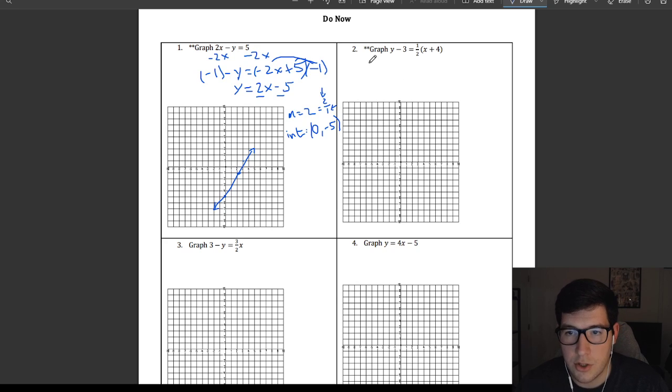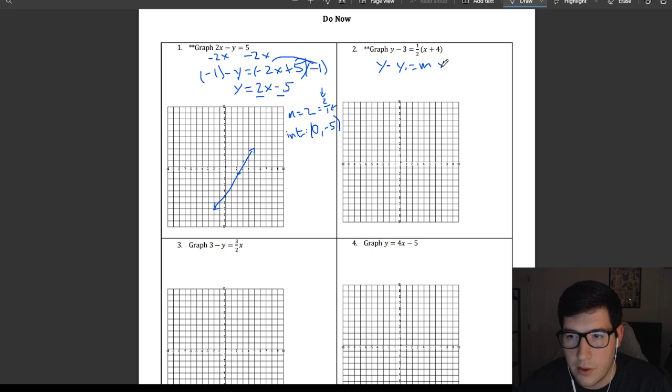Now moving on to number 2. We want to graph y minus 3 is equal to 1/2 x plus 4. Now, this should hopefully look very much like point slope form. That's because it's exactly what it is.